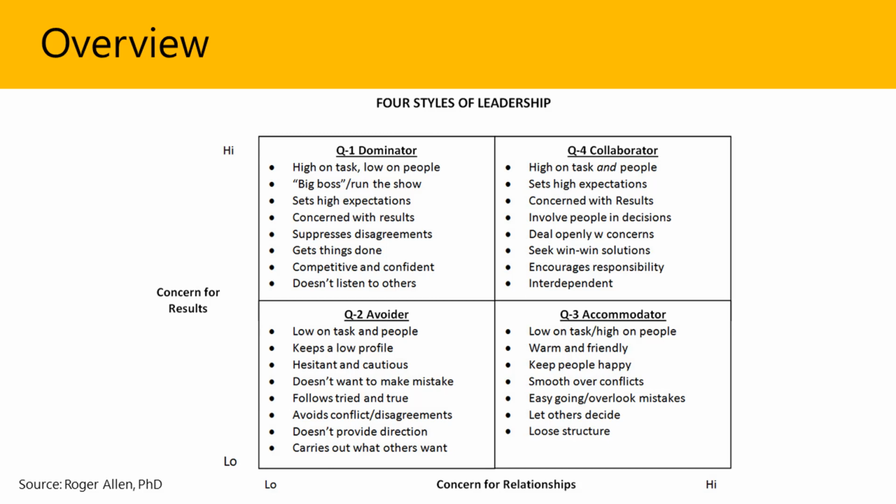So quickly, the dominators in quadrant 1 are people who lead through command and control. They simply tell others what to do and expect them to do it. Avoiders are low on both dimensions of concern for results and relationships. So these avoiders preserve the status quo, keep a low profile, and stay out of trouble.